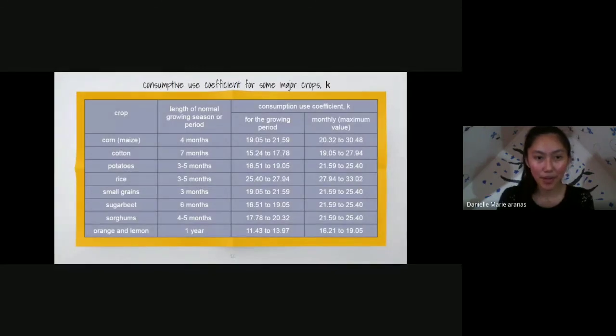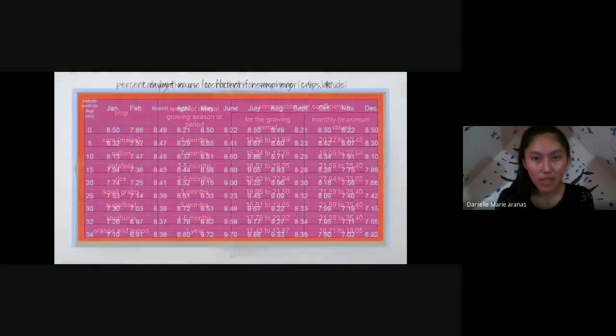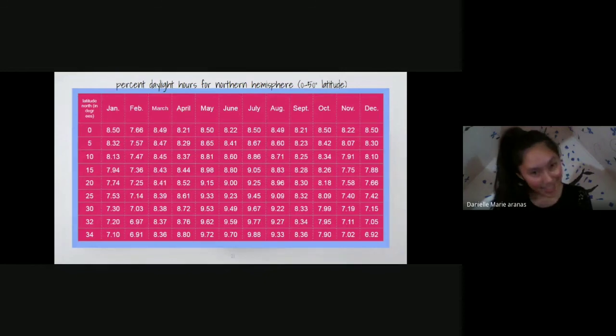I have here a table of the consumptive use coefficient for some major crops. Small letter K. So here in the column for the growing period, the lower values there are for more humid areas, and the higher values are for more arid climates. And here are the monthly values, where the maximum value is dependent upon mean monthly temperature and stage of growth of crop. Now the table here that is shown to you are the list.